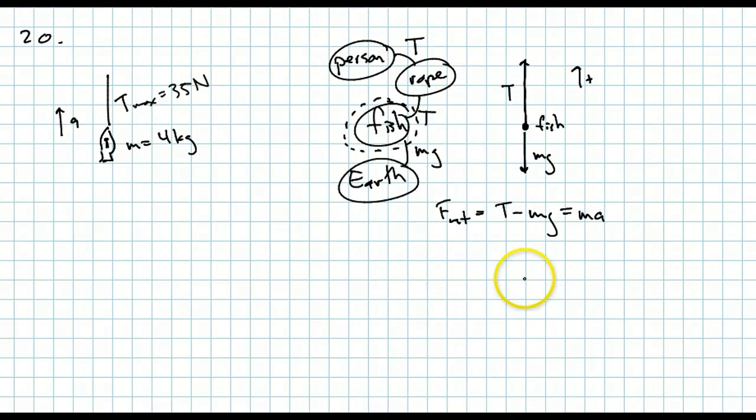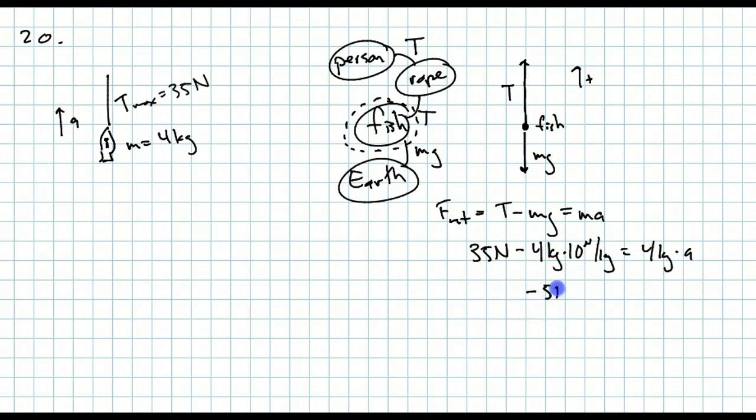We're looking for the maximum acceleration here. So the tension is 35 newtons at its maximum. That'll give us our maximum value of acceleration. The fish is 4 kilograms. 35 newtons minus 10 newtons per kilogram times 4 kilograms equals 4 kilograms times the acceleration. So we solve it on this side.